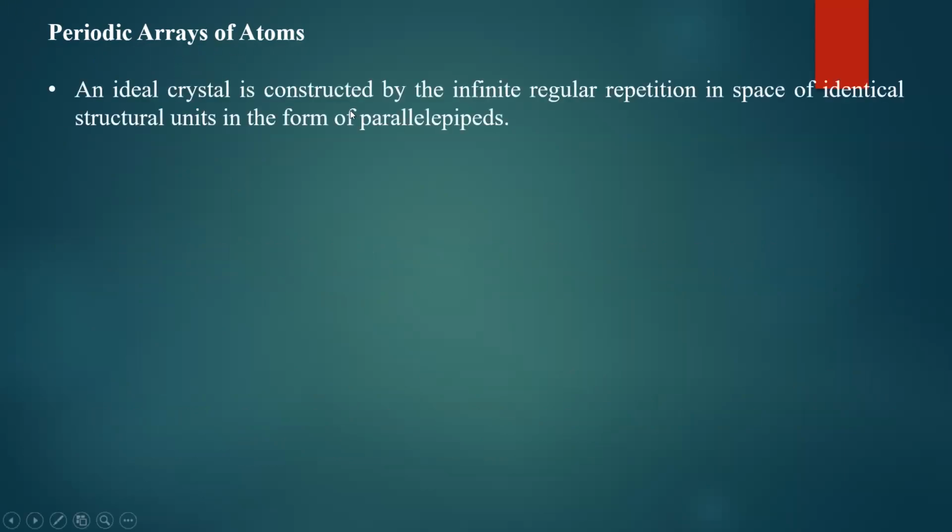Then how are these atoms arranged in nature? Basically, the atoms are arranged in periodic arrays. An ideal crystal is constructed by the infinite regular repetition in space of identical structural units in the form of parallelepipeds. Take a simple example of crystalline salt, common household salt. It is crystalline in nature. You can observe the almost cubical structure.